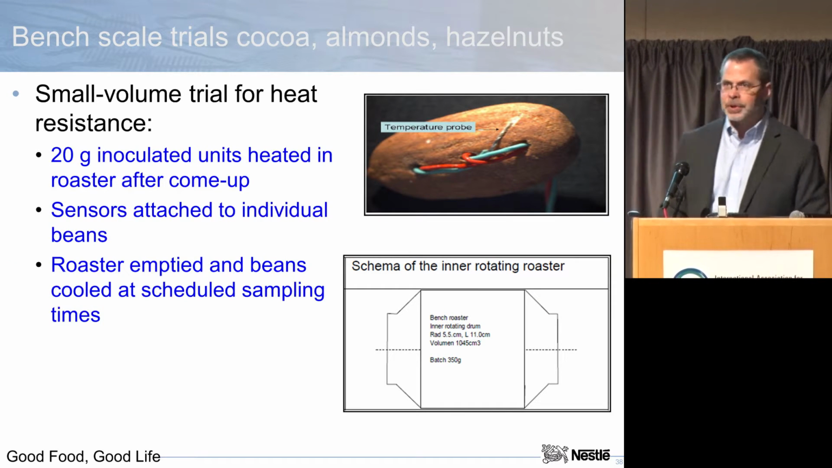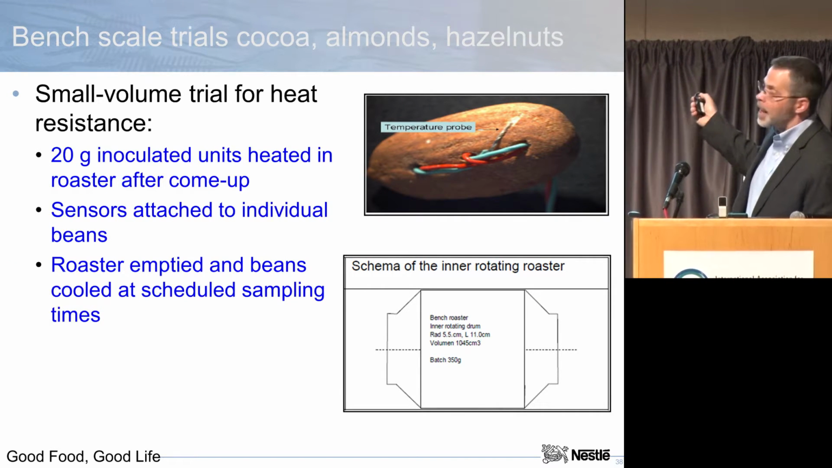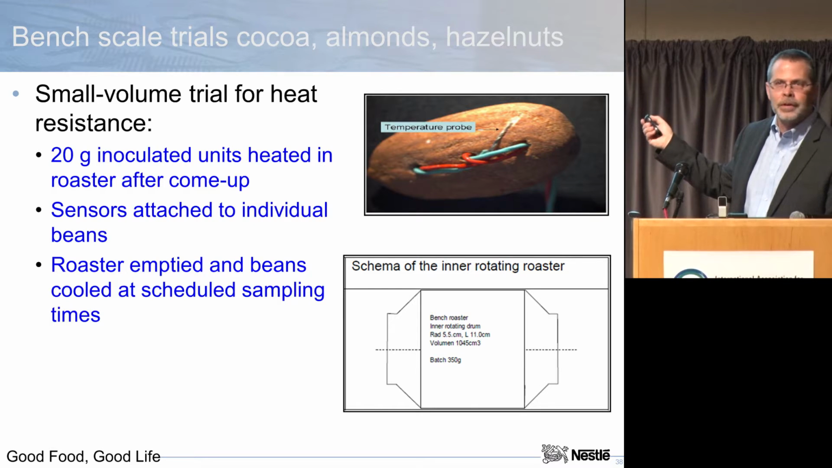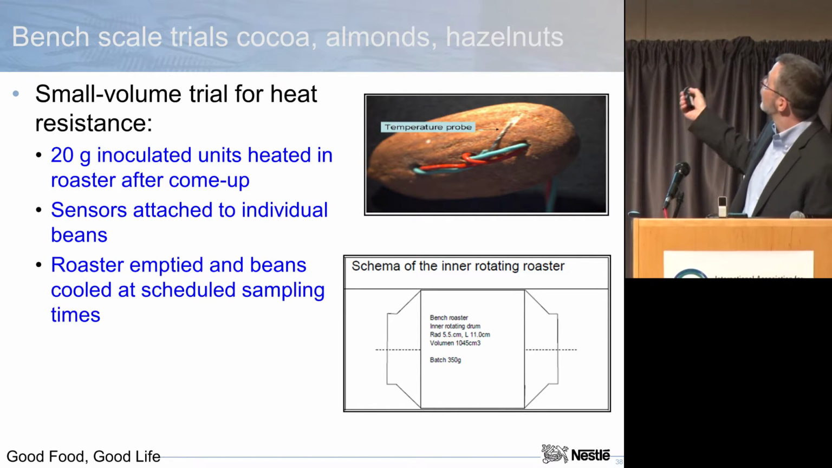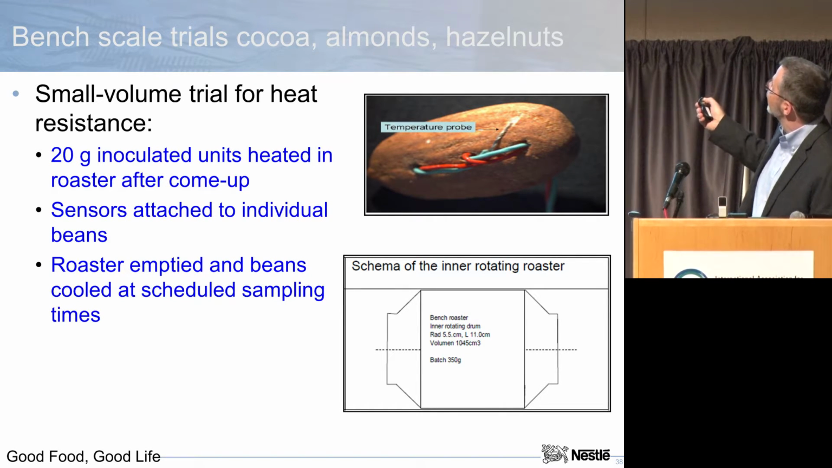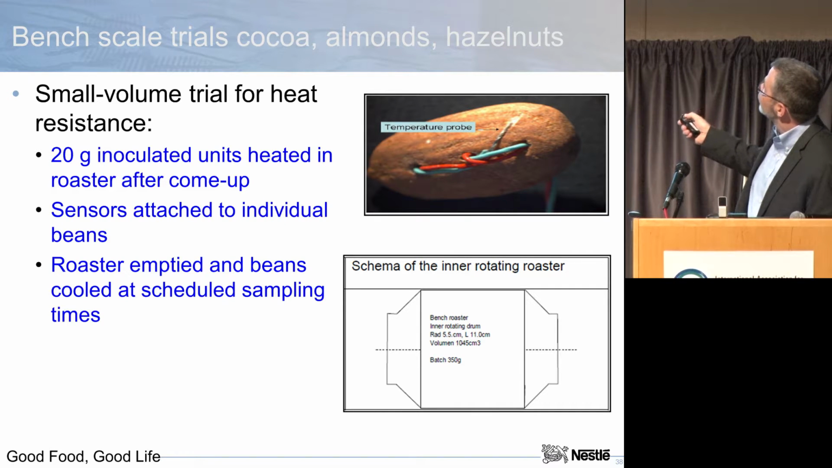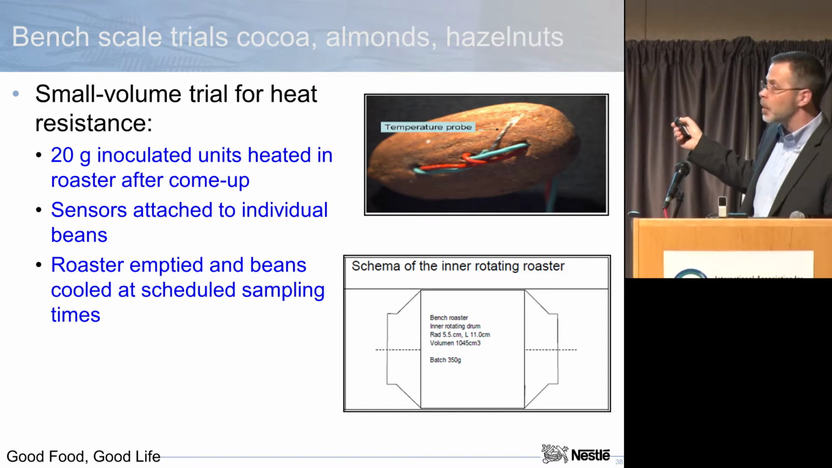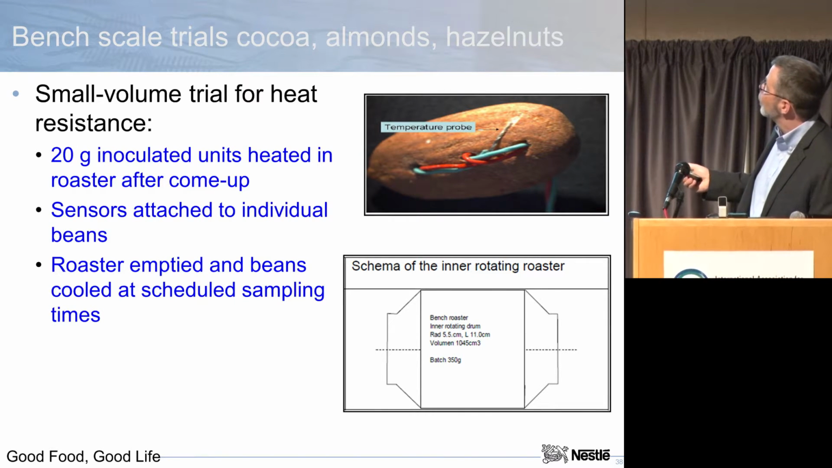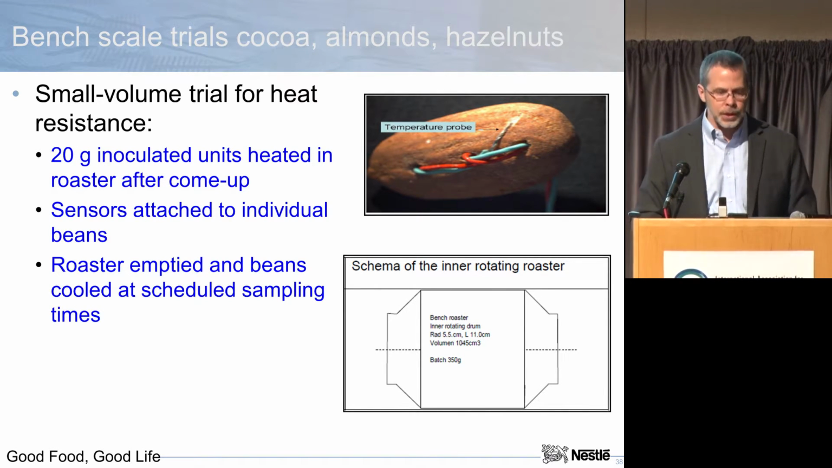And then we came up with this crazy device to actually embed the thermocouple into the nuts. This is what you need graduate students to do, I guess, to figure out how to do this. You need that ingenuity and focus. But this allowed us to figure out the conditions of our small-scale roaster, and because of that, we were able to mimic the conditions in the roaster.